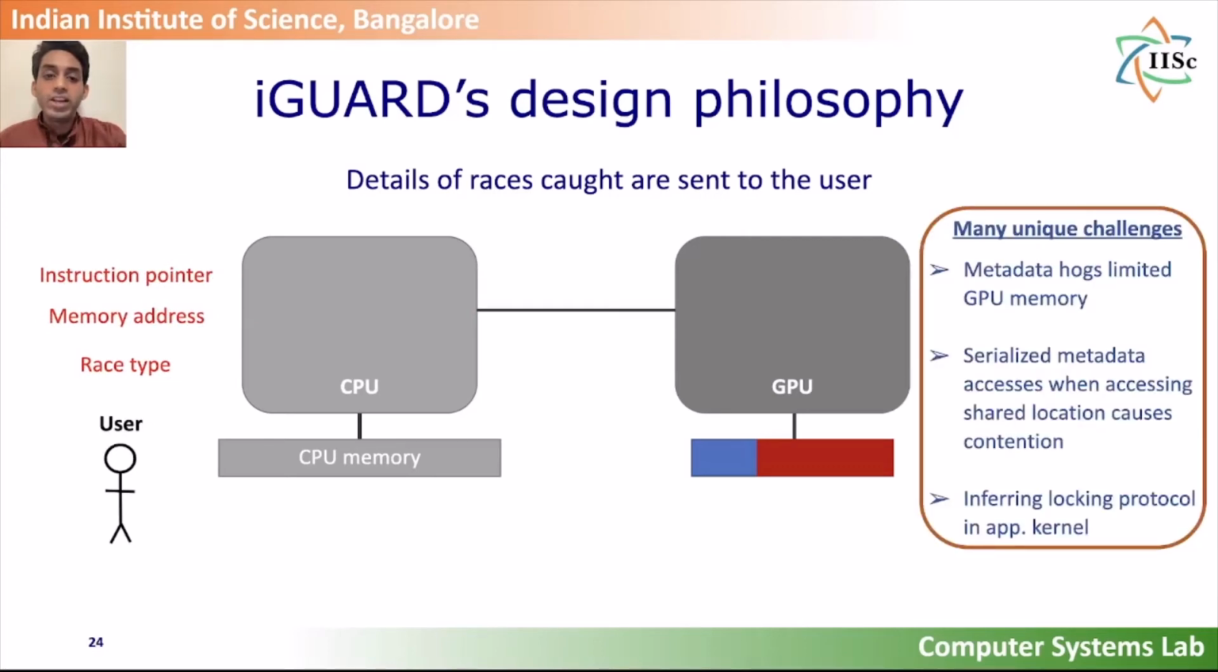There are many unique challenges that we encountered. The first is that metadata can end up hogging the GPU memory, limiting the size of memory that the application can use. Also, GPUs thrive on parallelism, which the performance of our detector depends on. However, many threads may concurrently access common data, which requires serial accesses to metadata for correctness. In addition, with ITS, individual threads can acquire a lock, or the entire warp can acquire a single lock. We must infer the protocol for locking used by the application kernel.